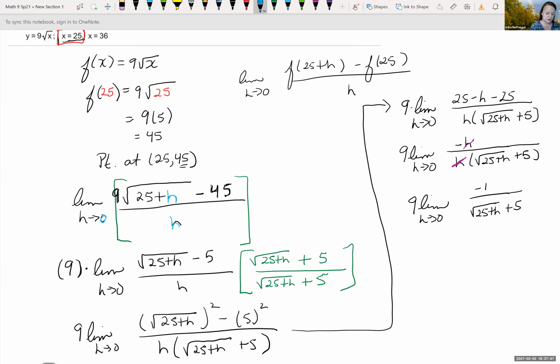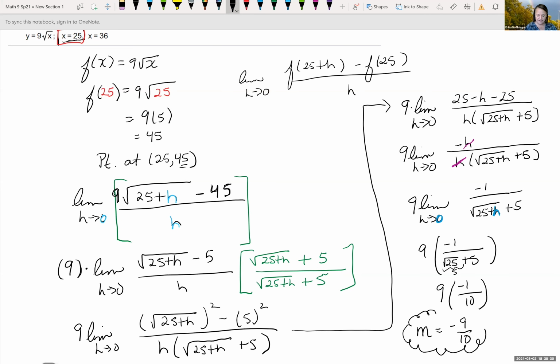Now we can go in and do our direct substitution, and we're going to get a number back. Don't forget about that 9 we factored out. So we have 9 times this 1 all over the square root of 25 plus 5. So 9 times 1 all over, well, the square root of 25 is 5, and then I have this 5 plus this 5, which is 10. So I get that the slope of my tangent line is 9/10.